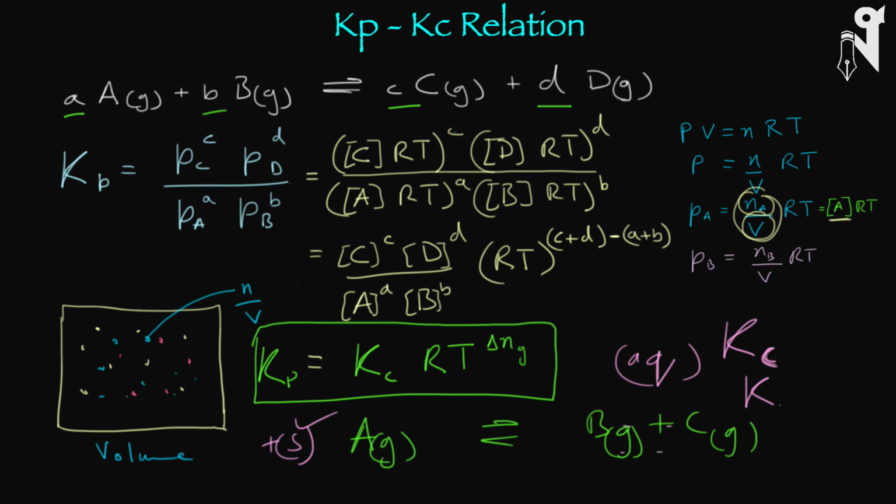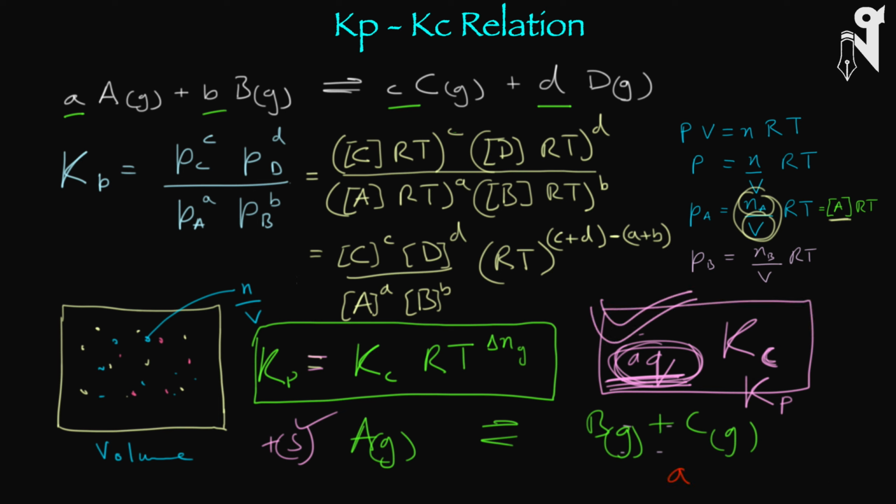So we will not be writing Kp values, and obviously you won't be using this conversion when you have aqueous stuff. So from Kp you can get Kc all the time, but from Kc you will not get Kp all the time if you have aqueous reactant or product. If anything is aqueous, Kc value is okay, but with aqueous, Kp value is not written at all. So I hope you got this relation.